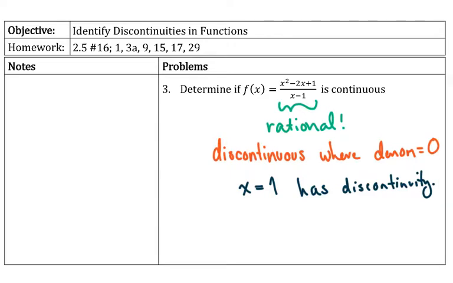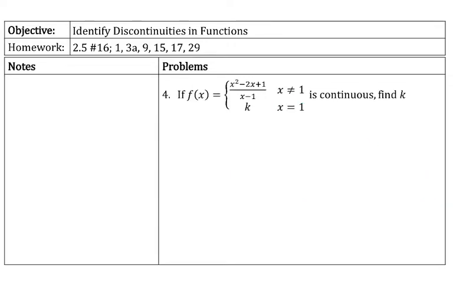Now, the question is if it is continuous as a piecewise function, meaning that, yeah, it can't be x equals 1, but what number could we plug in for that? So what we're looking at is a removable discontinuity.